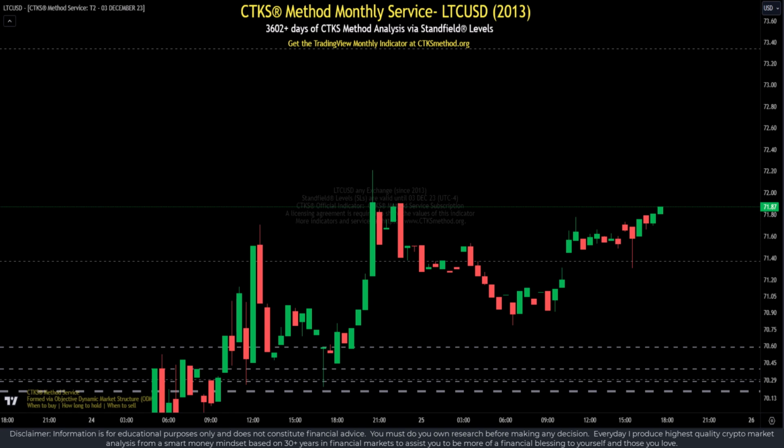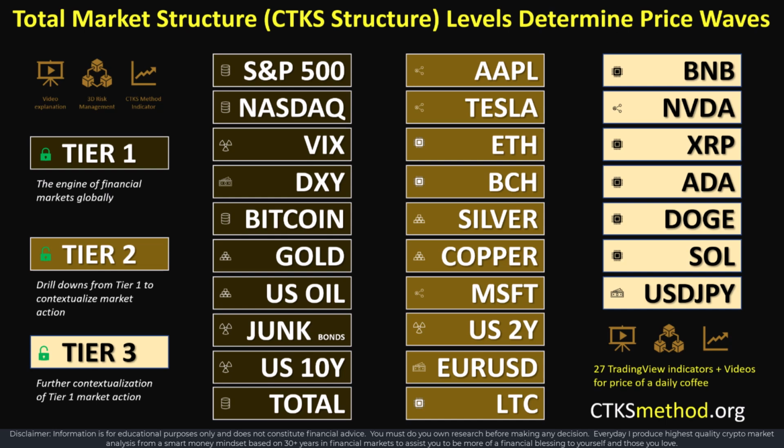This is literally X-ray vision inside financial markets. There's nothing like this methodology. It's the world's most powerful smart money buy and sell level detection system, and it is a leading indicator of price.